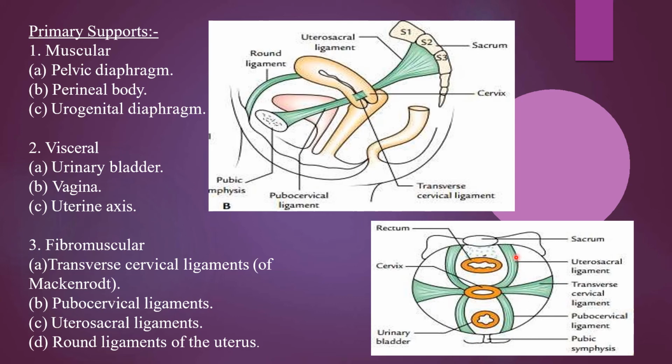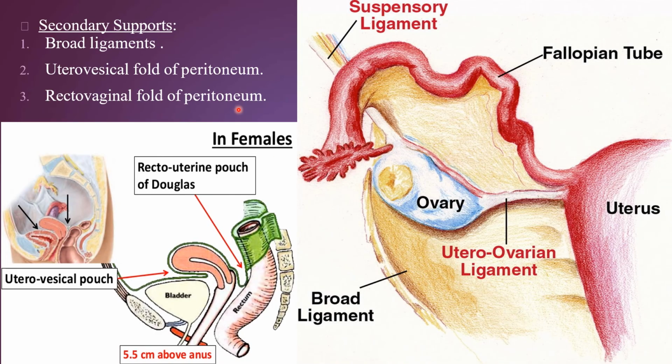In this image you can see uterosacral ligament, transverse cervical ligament, pubocervical ligament, the urinary bladder in front and the rectum behind. This picture you must draw while answering the question on support of the uterus. About the secondary support, it includes broad ligament, uterovesical fold, and rectovaginal fold.